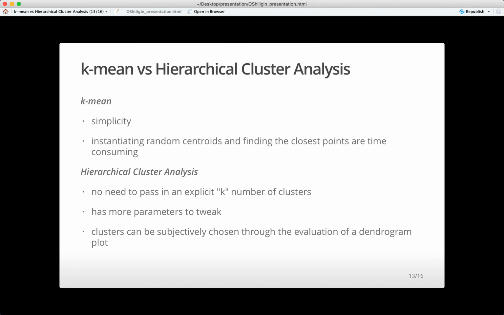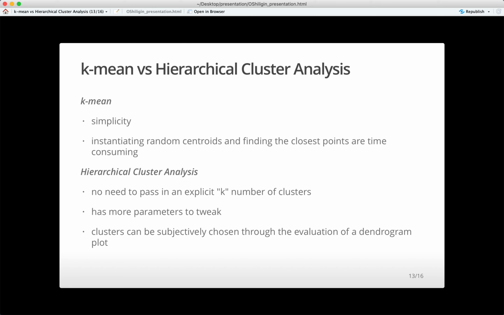I think it's time to compare k-means and hierarchical clustering analysis for a recommender system. Hierarchical clustering benefits from not needing to pass an explicit k number of clusters, and this means that you can find all the potential clusters and decide which clusters make the most sense after the algorithm has completed.